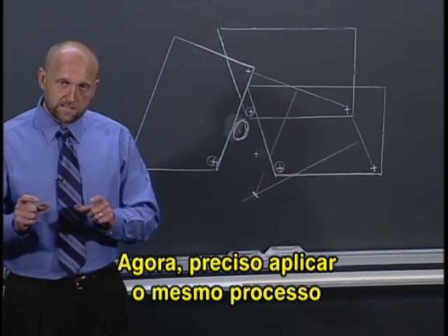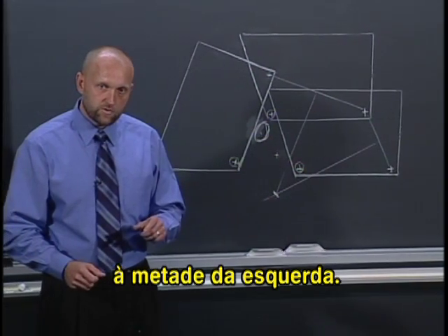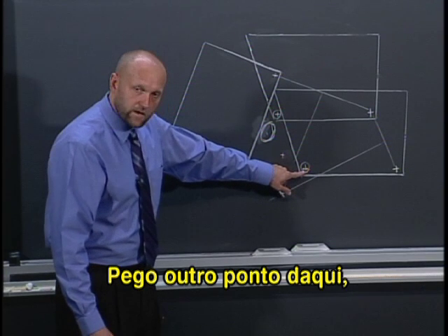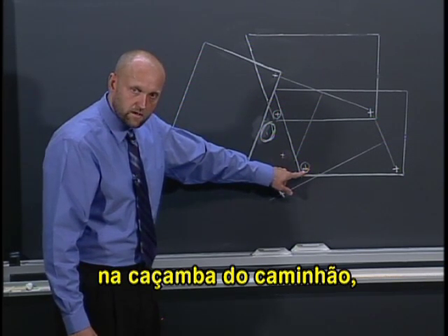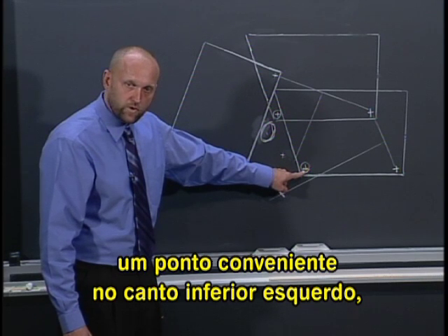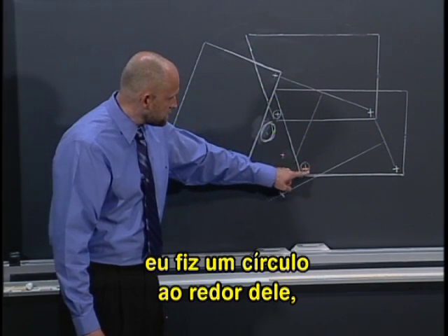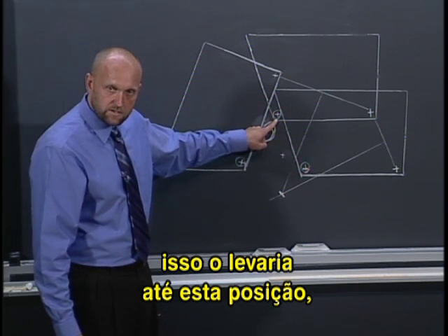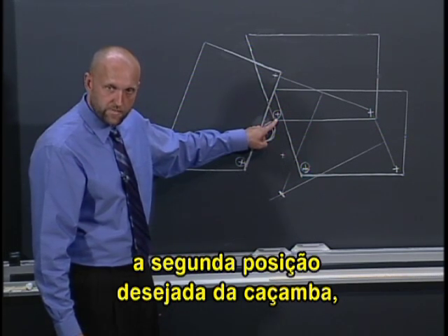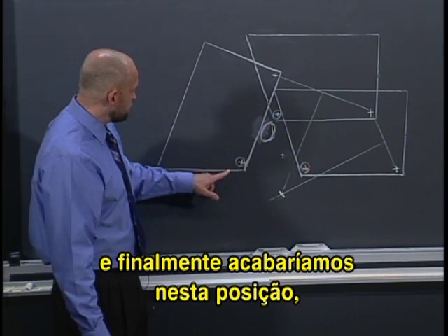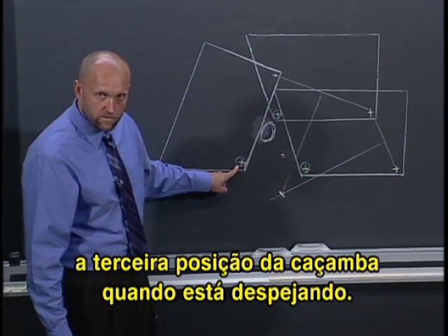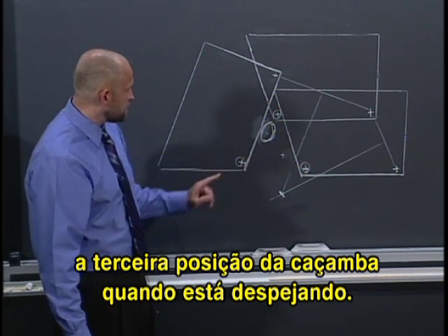Now I have to take the exact same process and apply it to the left half. So here I pick another point on the bed of the truck. Again, a convenient point, just the bottom left-hand side. Here I've marked it and circled it. That would move up to this position in the second desired location of the bed. And finally, it would end up in this position at the third location of the bed when it's dumping out.